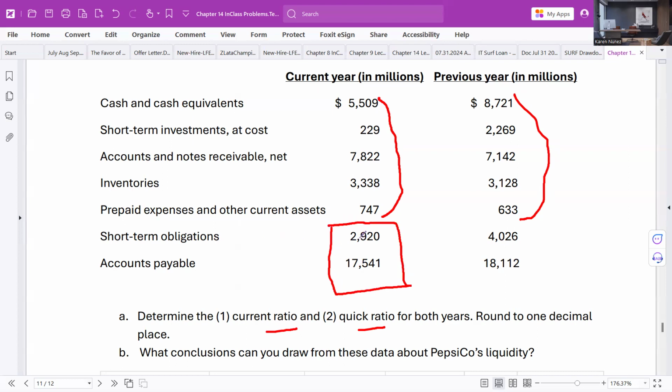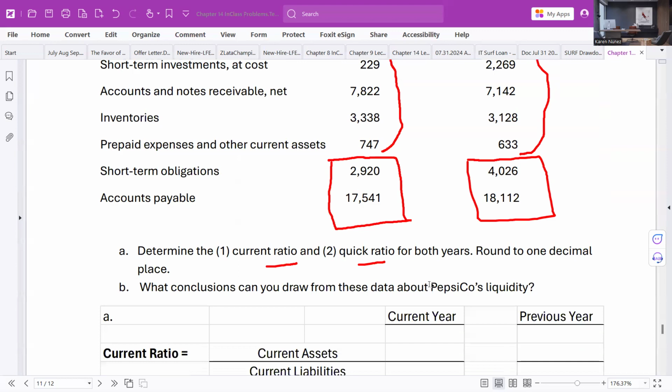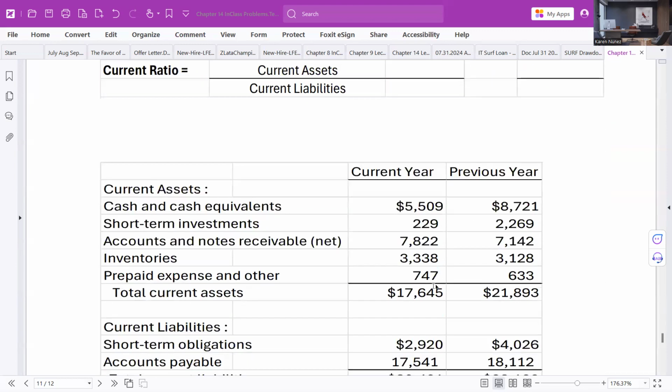Are the short-term obligations and the accounts payable. Those are the liabilities. So with that in mind, we can calculate in this case that current ratio, and I've summarized the numbers down here.